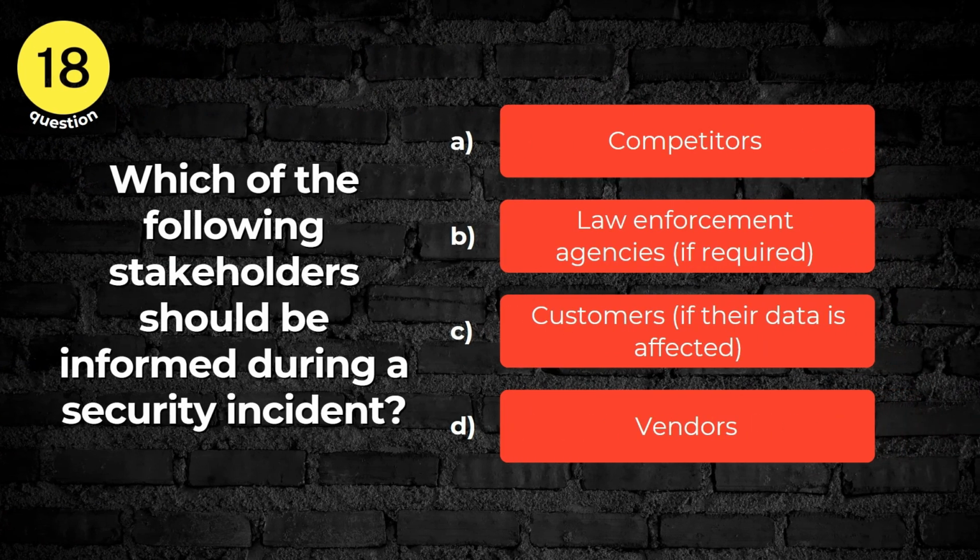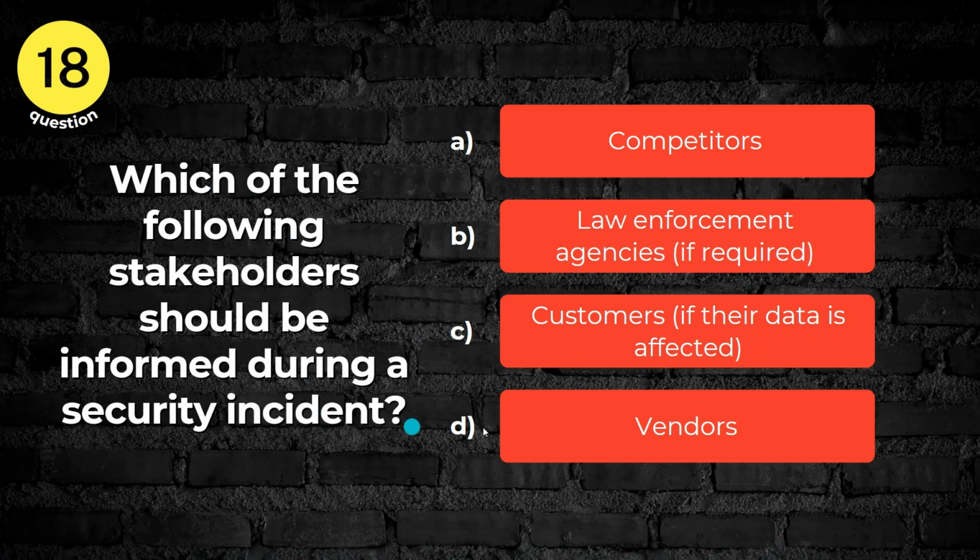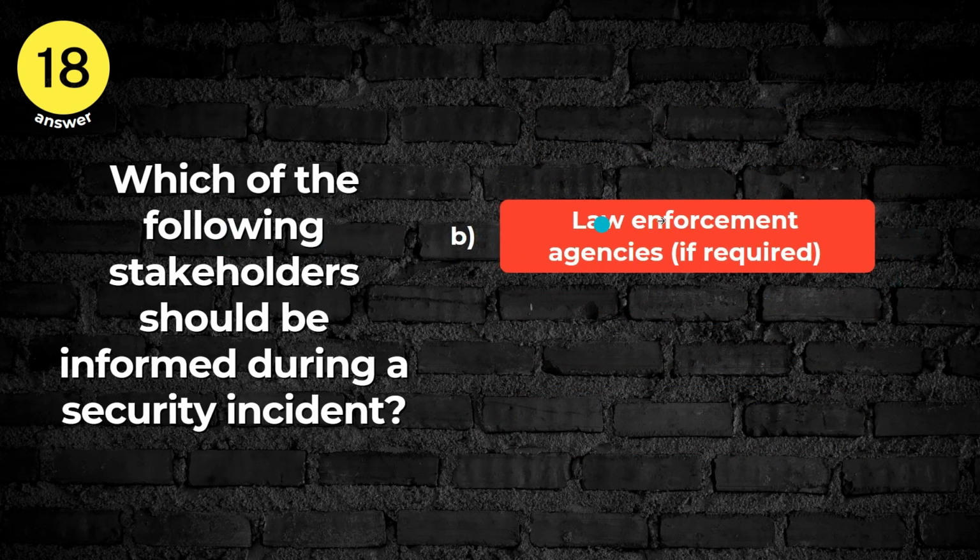Number 18. Which of the following stakeholders should be informed during a security incident? A, the competitors. B, law enforcement agency if required. C, customers if their data is affected. D, vendors. It's very important, if required, if the data is affected. I'm gonna explain a little bit more. Just give me a few seconds here. Boom, B, law enforcement agencies if required.